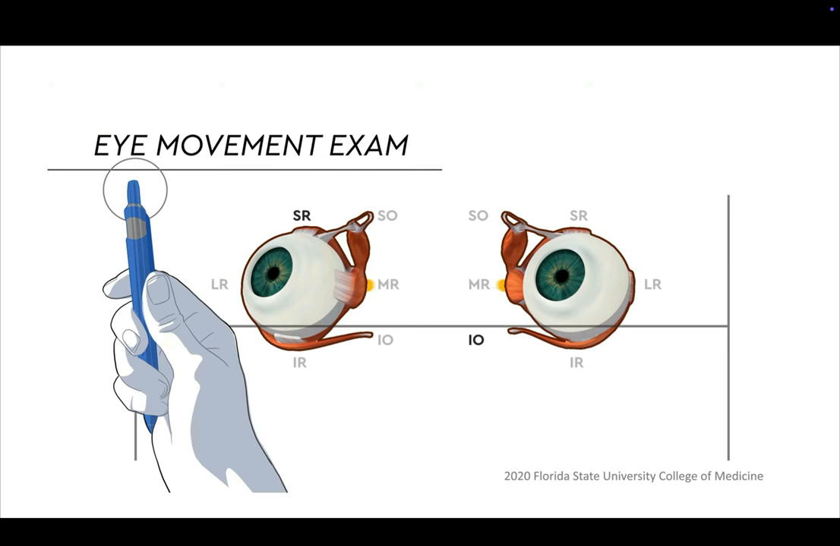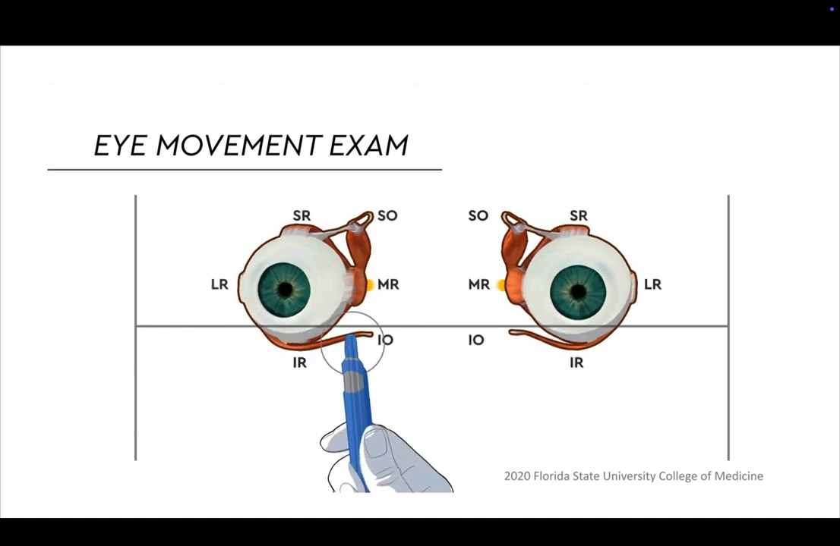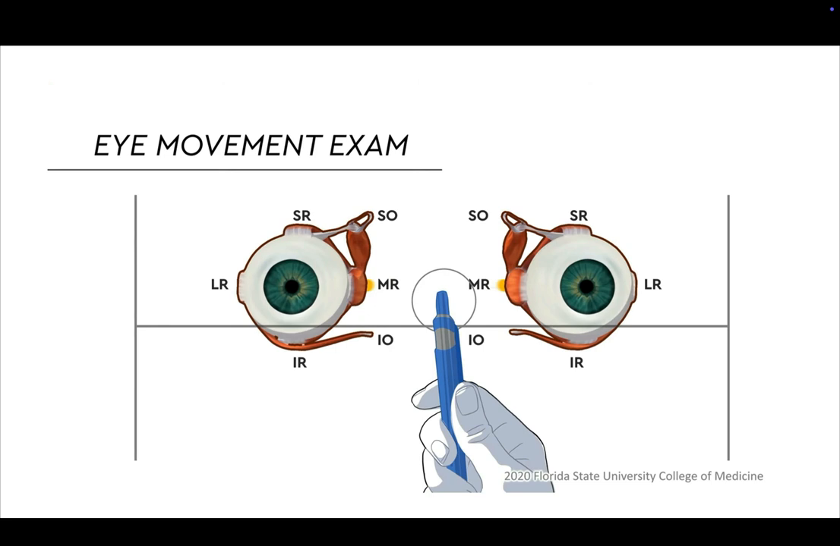Again, raise the object directly superiorly to test the right superior rectus muscle, up and out, and the left inferior oblique muscle, up and in. Move the object directly inferiorly to complete the exam by testing the right inferior rectus, down and out, and the left superior oblique muscle, down and in. You have now tested the 6 cardinal fields of gaze for each eye.